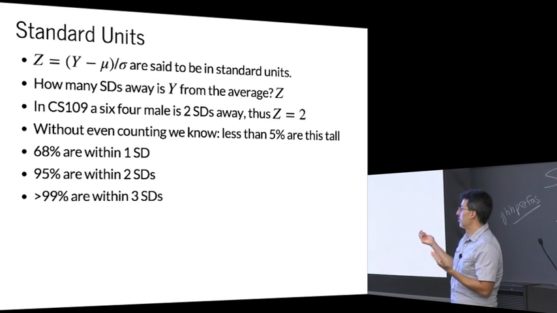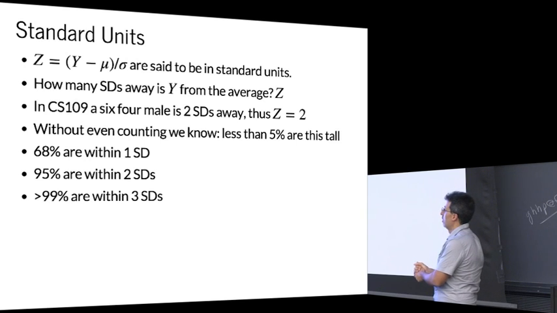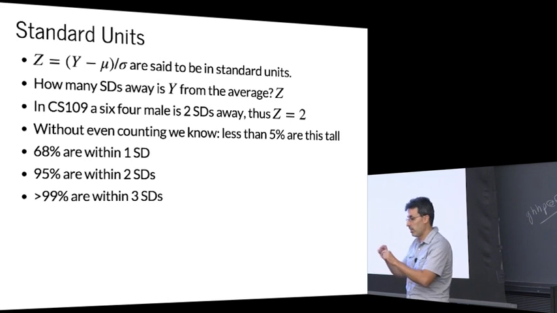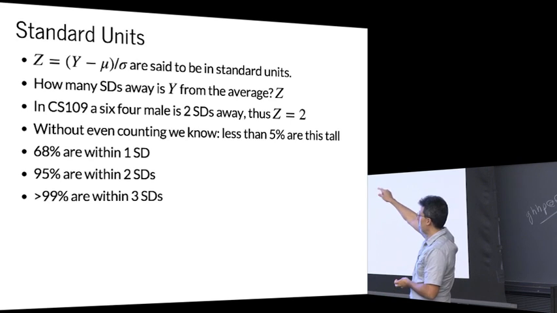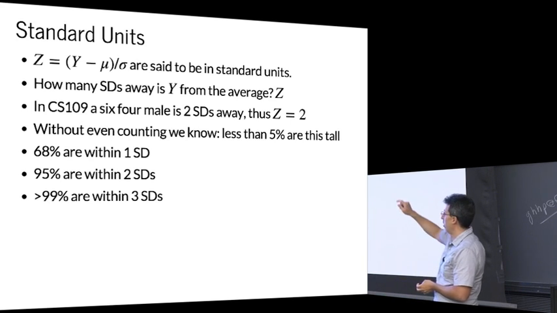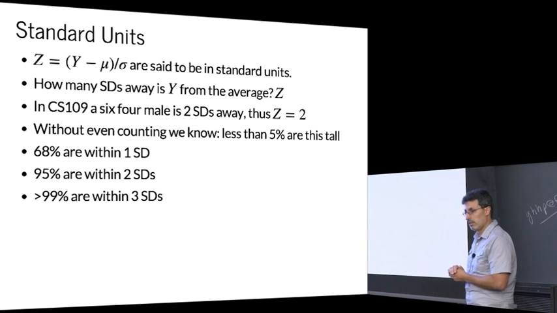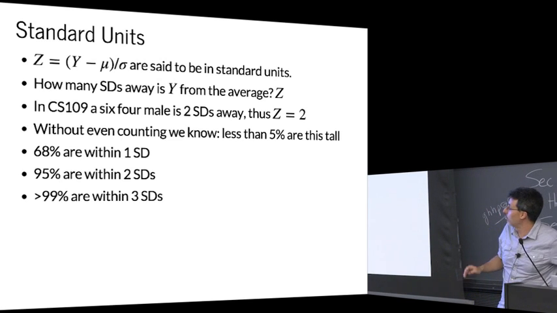That's it. So, just to give you a very clear example, in this class, a 6'4" male is 2 standard deviations away. So their Z, their standard unit, is 2. So now I can immediately, without actually counting, without asking people to stand up, tell you how many people there are that are taller than a 6'4" male. In this case, it's going to be less than 5%. It's going to be about 2.5%. We could ask the people to stand. I'm not going to do that, but I can tell you I'm right because I actually computed it already.